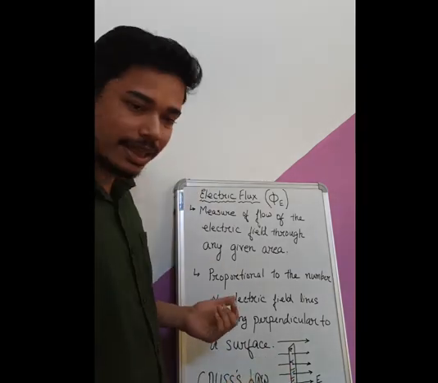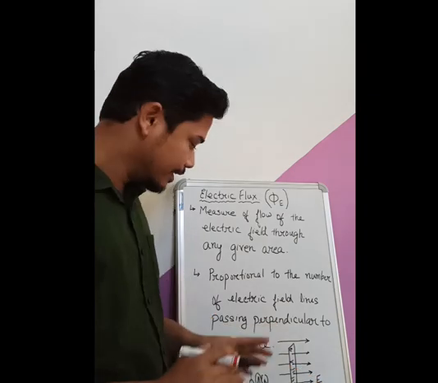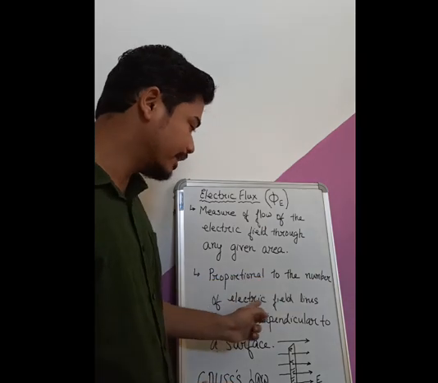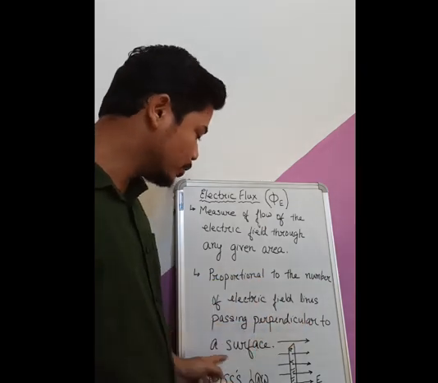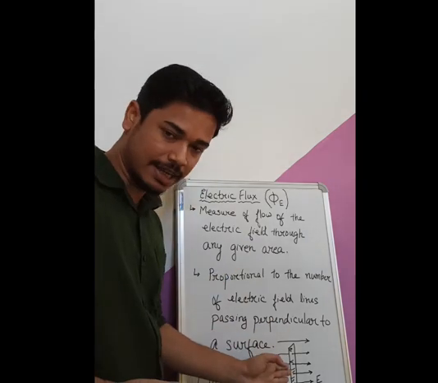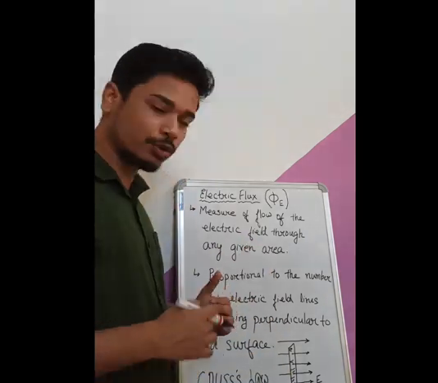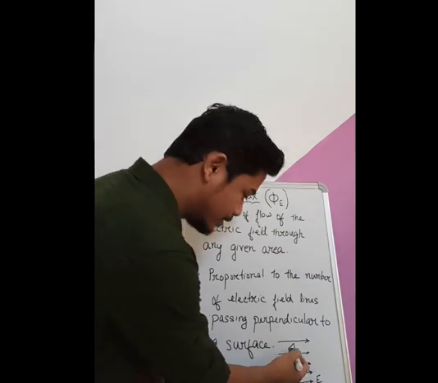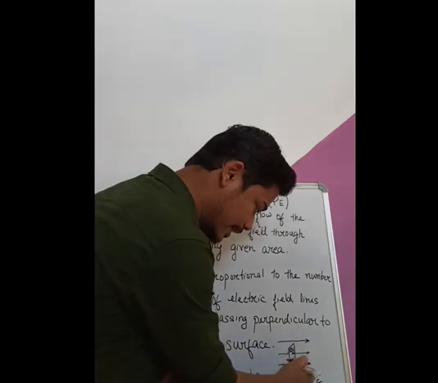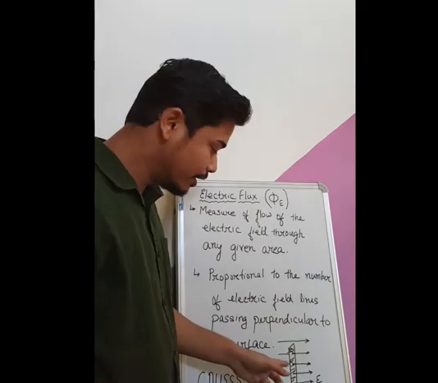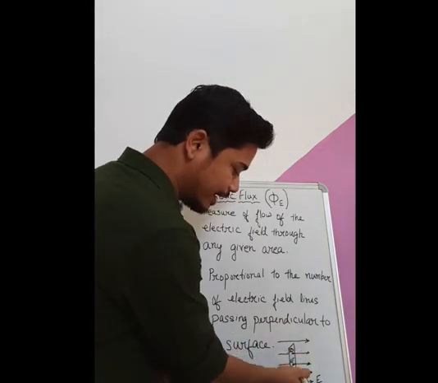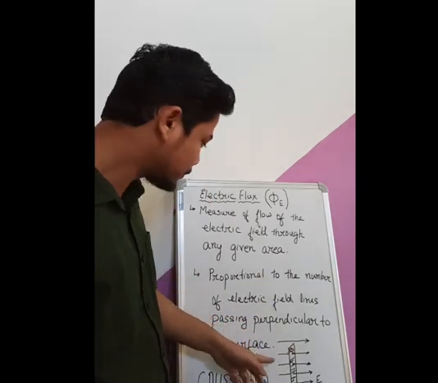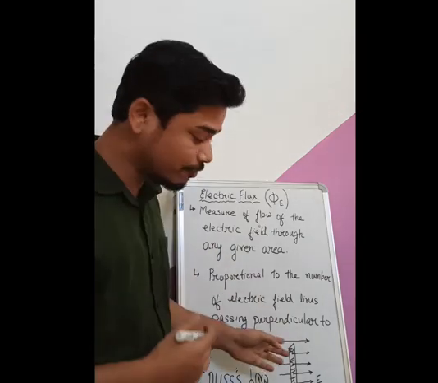In this diagram, what would be the value of electric flux? See here, the electric flux is a quantity which is proportional to the number of electric field lines passing perpendicular to a surface. So we have considered here a surface, and the electric field lines would be perpendicular to the surface. So these are the electric field lines for this diagram.